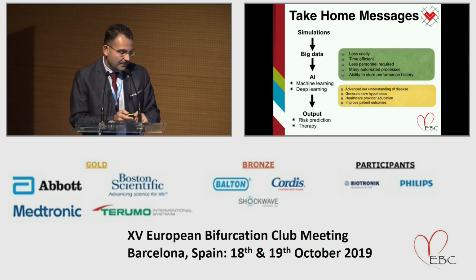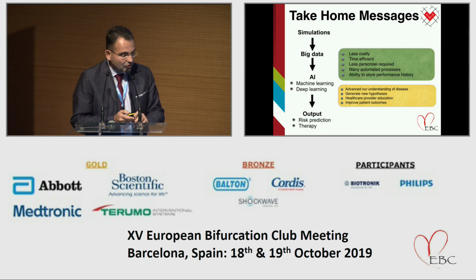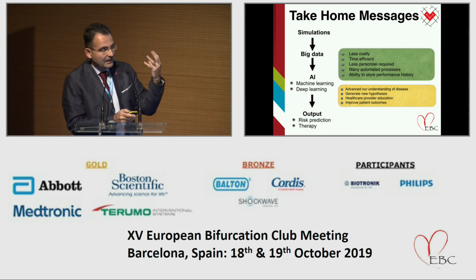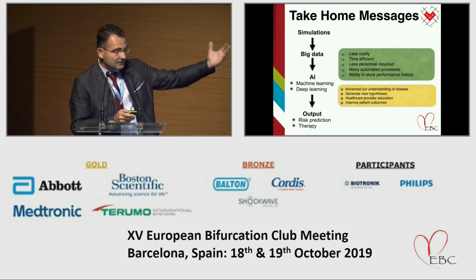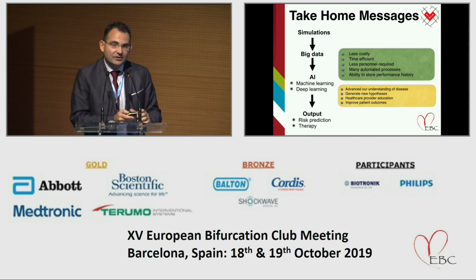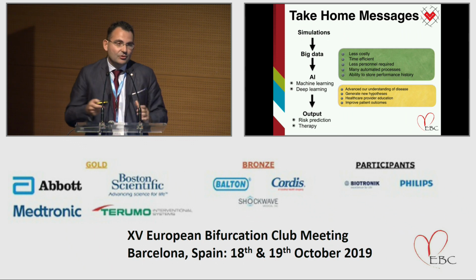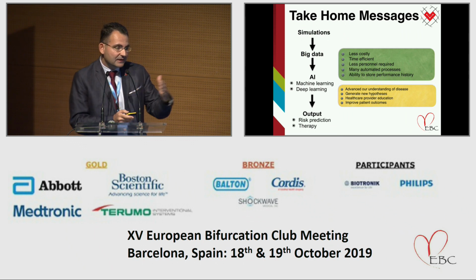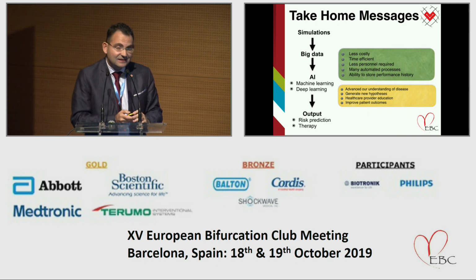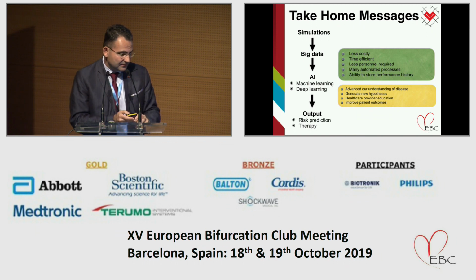So to conclude, take-home messages: we have computational simulations as well as in-vitro simulations, of course, which generate big data, and using tools to dig in those data, which are AI tools, machine learning, deep learning, we can create a spectrum of bifurcation anatomies and simulations, enhancing our knowledge of how bifurcation PCI performs and how we can optimize this.